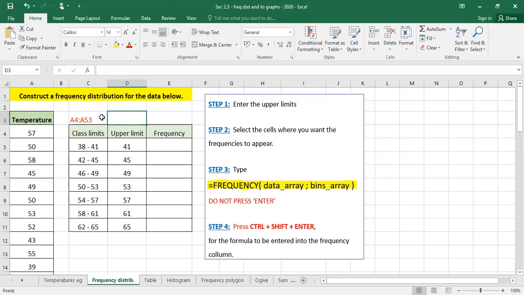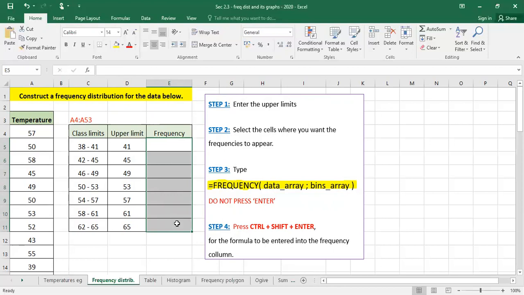Okay, so we need this column for the upper limits. That's what we need to add. Then notice here I've got my steps on the side. This is just so that we can remember what's happening. So we've got our upper limits column. Next we want to select the cells where we want the frequencies to appear. So we want the frequencies in these cells, so we have to highlight all of them.